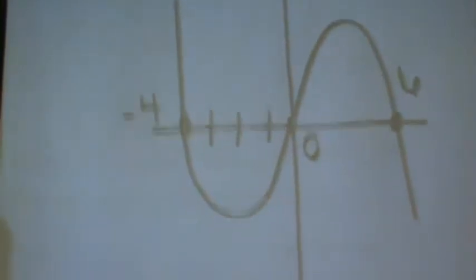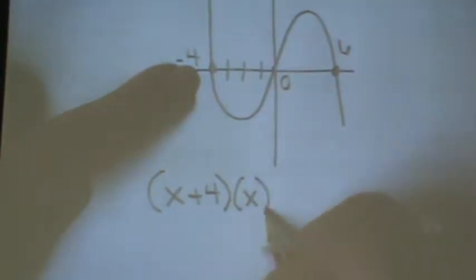Going through 0, I'll make this 6, 4. I heard 6 first. We'll make that 6, we'll make this negative 4 and make this 0. Could you write this in factored form for me? Yeah. What would you write? y equals x, x plus 4, plus 4, x minus 6. x minus 6 for that one.